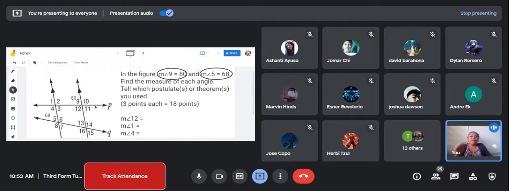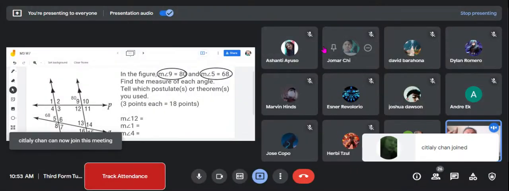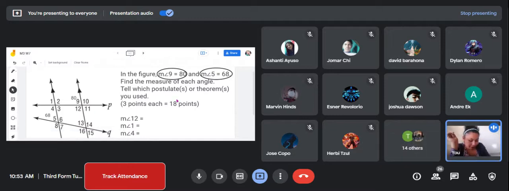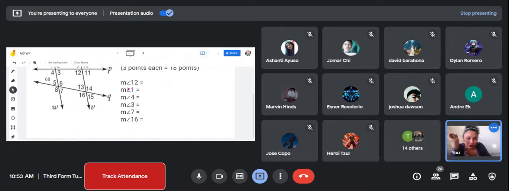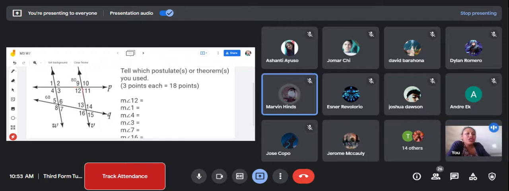So if this is the information being given to you, where you have angle 9 being 80 degrees and angle 5 being 68 degrees, the first one they're asking you for is what is the magnitude of angle 12? Angle 12 is right here. What would be the magnitude of angle 12? Anybody? 100 degrees, miss. 100 degrees. Very good. How did you get 100 degrees?